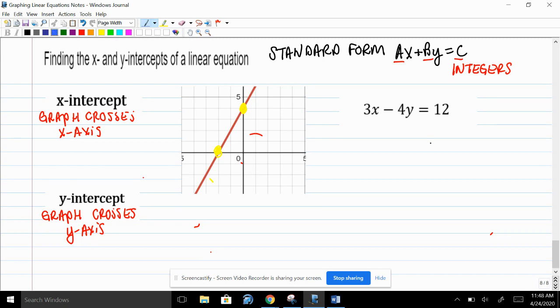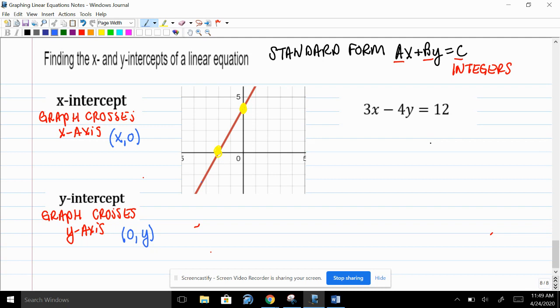Now, we'll talk about x-intercepts first. All x-intercepts are going to be on the x-axis. If you're on the x-axis, that means you haven't gone anywhere up and down. So your x-intercept is always going to be some x, comma 0. So the y-coordinate for your x-intercept will always be 0. Now, y-intercept is the same thing in reverse. Y-intercept is always going to be on the y-axis, which means you haven't gone anywhere left and right. So for the y-intercept, your x-coordinate is always going to be 0. So your y-intercept is always going to be 0, comma some y.